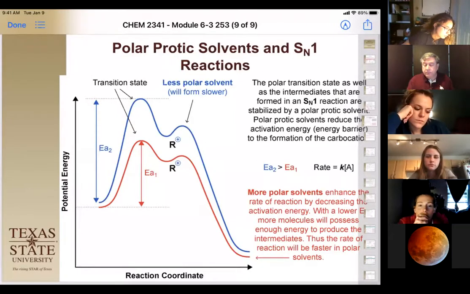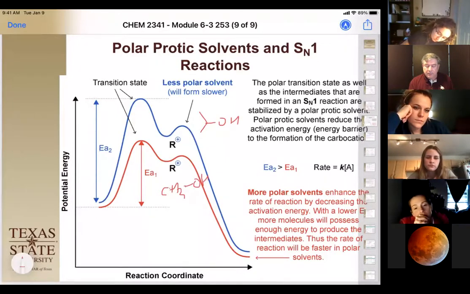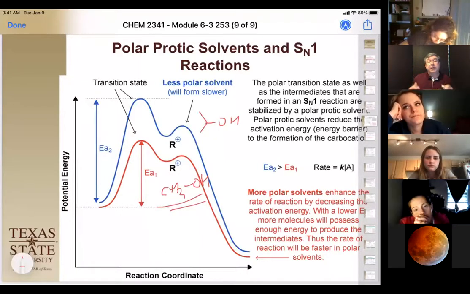So if we compared the reactivity between isopropanol and methanol, because methanol is more polar, it's going to have a lower activation energy and a faster reaction. Even though they're both going to stabilize the charge and they're both going to react as Lewis bases, that polarity does affect the reaction.